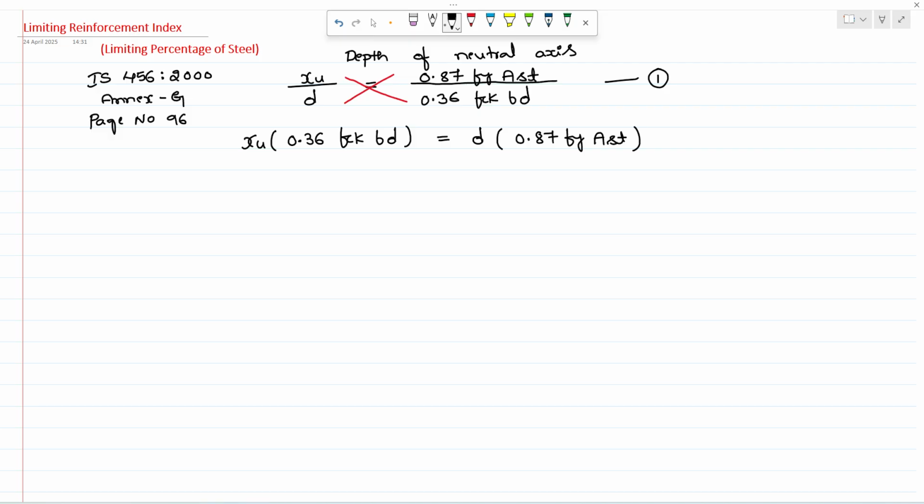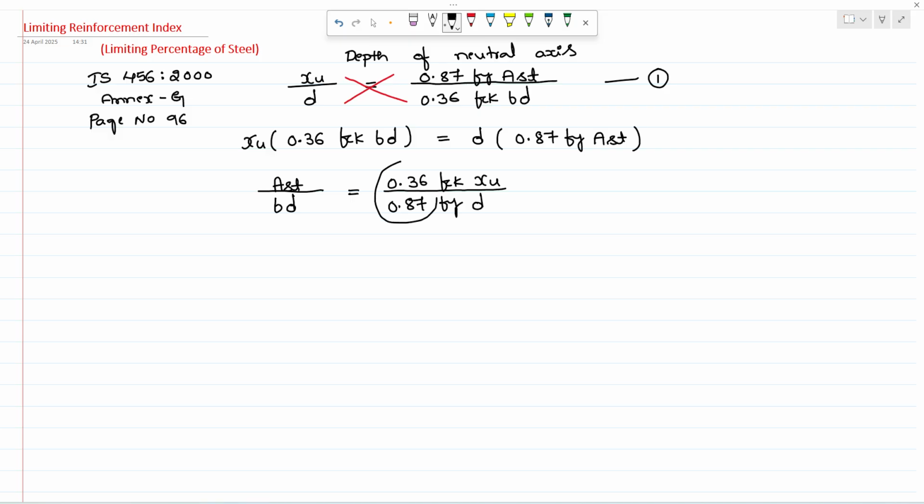So further it can be simplified as Ast divided by bd equals 0.36 fck Xu divided by 0.87 fy into d. Clear?